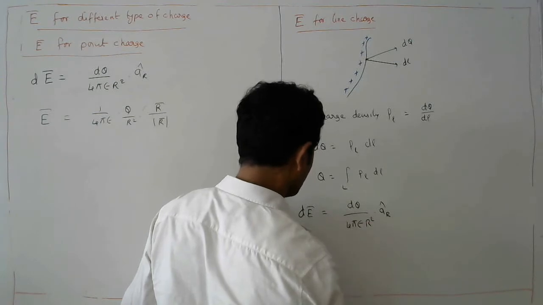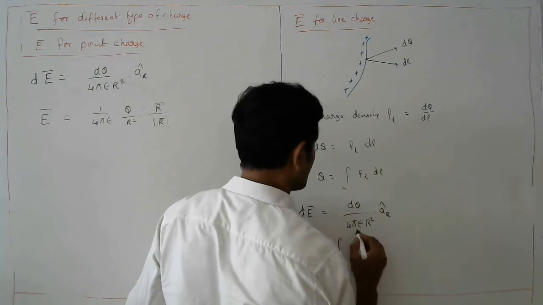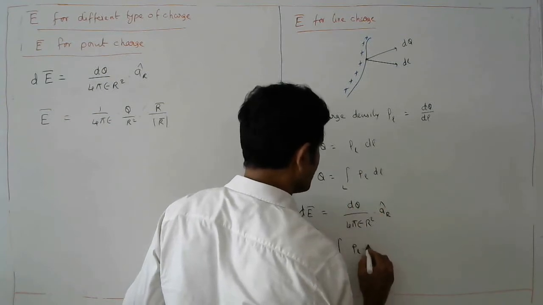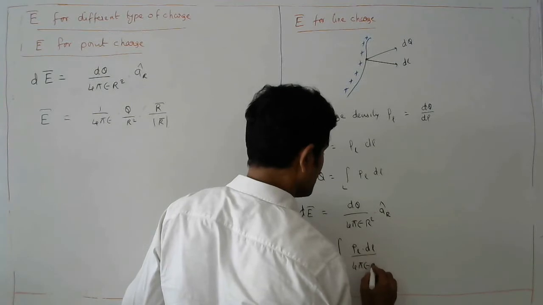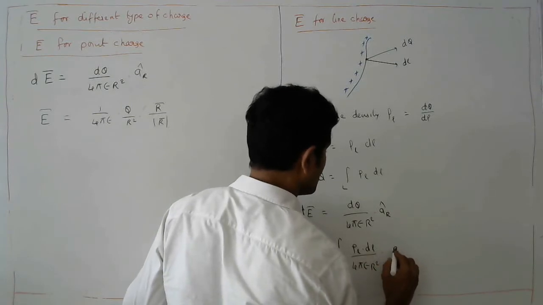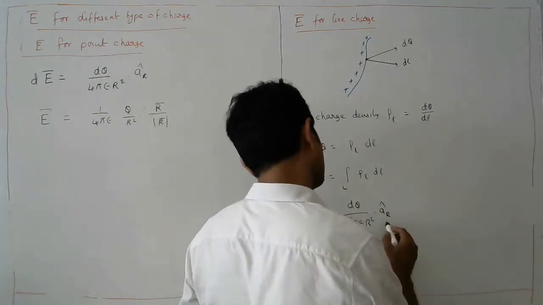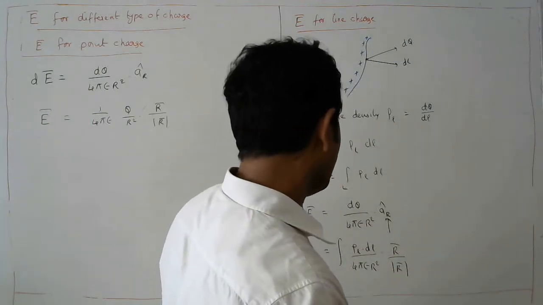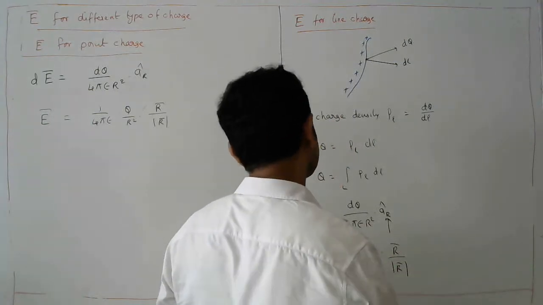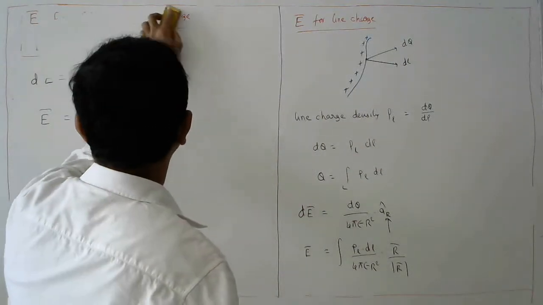If I need the electric field intensity, I have to integrate this. So dq is nothing but rho L into dl. So it is rho L into dl by 4 pi epsilon r square into r bar by mod r bar. Here r bar by mod r bar is the expression for the directional vector, the unit vector. This is the expression for electric field intensity for a line charge.